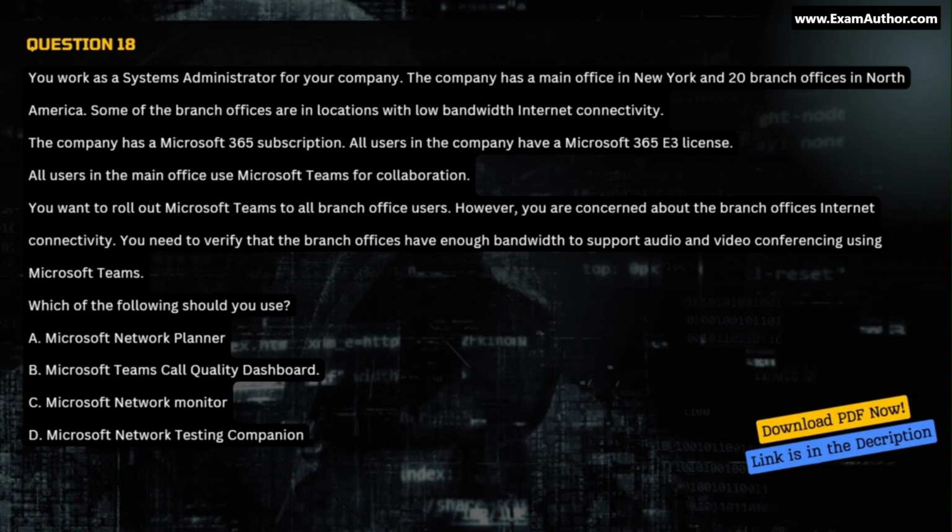You want to roll out Microsoft Teams to all branch office users. However, you are concerned about the branch office's internet connectivity. You need to verify that the branch offices have enough bandwidth to support audio and video conferencing using Microsoft Teams. Which of the following should you use? A. Microsoft Network Planner. B. Microsoft Teams Call Quality Dashboard. C. Microsoft Network Monitor.